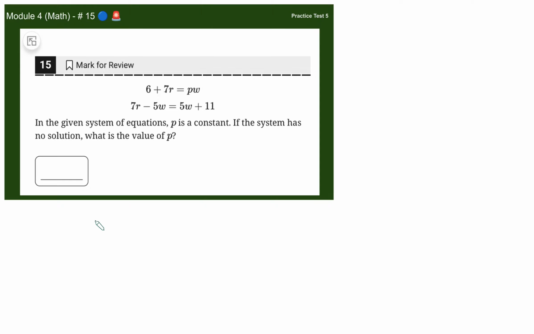The problem says, in the given system of equations, p is a constant, right? So p is an actual number, not a variable. If the system has no solution, what is the value of p?